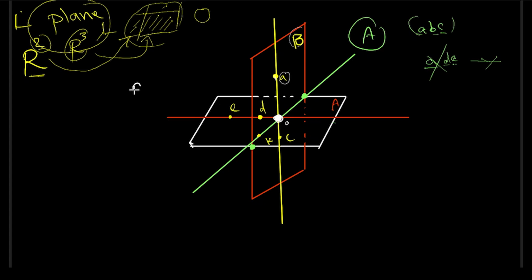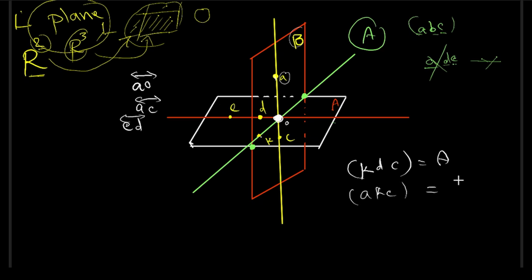A line could be, for example, AO is a line, AC is a line, ED is a line. If I want to define this plane A in terms of points, this KDC is equal to plane A. AKC is exactly what I am indicating as plane B. Now I could define a ray as well. So for example, starting from the origin O, a ray OA, a ray OK, and a segment. OC is a segment, ED is a segment, KO is another segment.